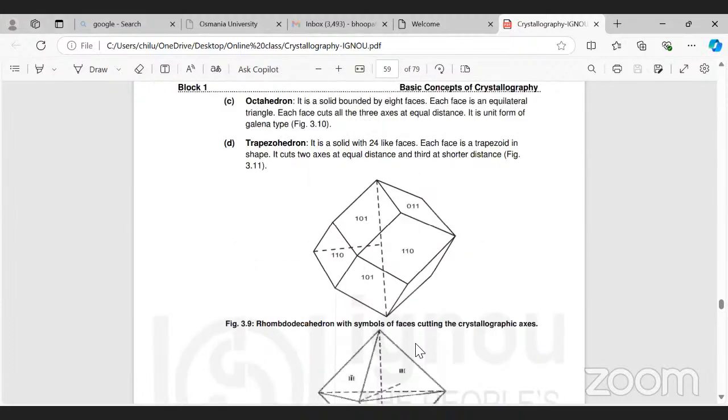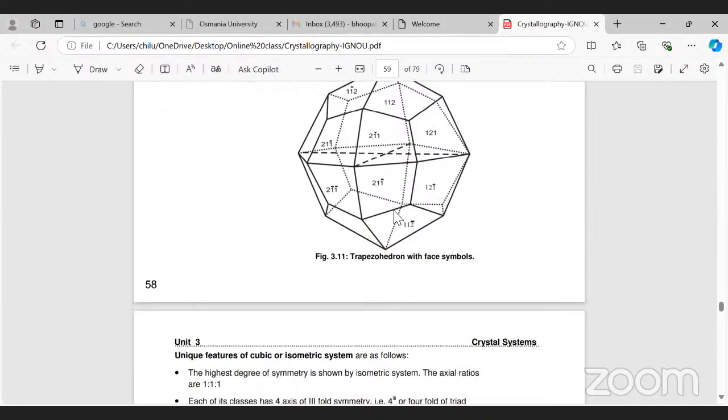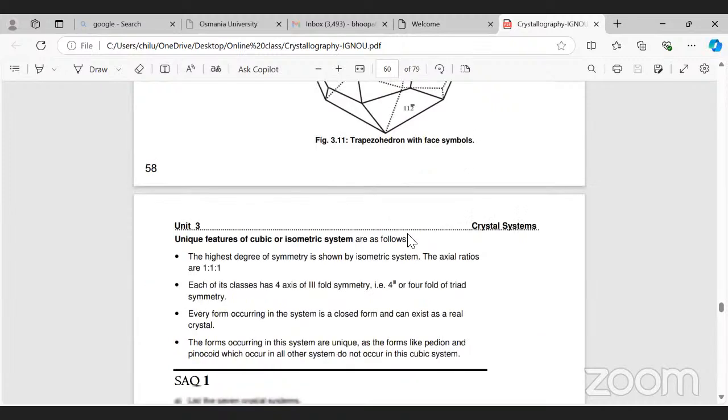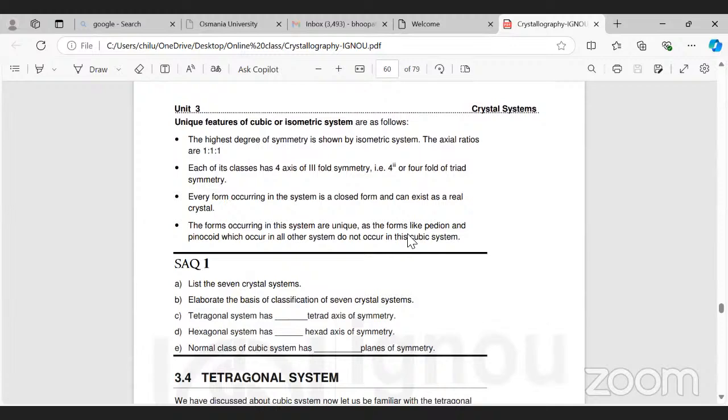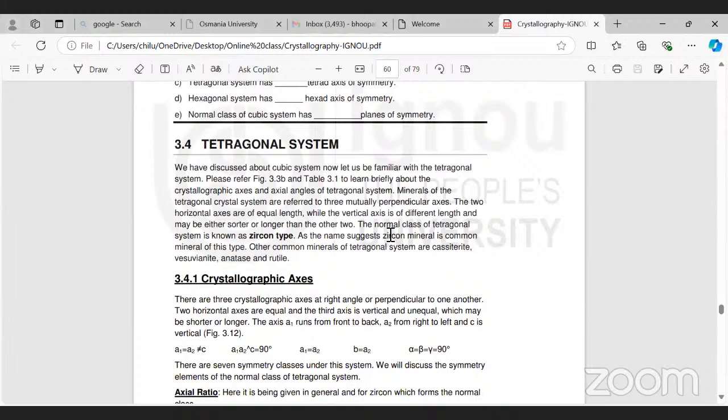Just you see here, it is a rhomboidodecahedron. It has 12 faces. And octahedron, octa means eight faces. And the trapezohedron has 24 faces: from the front side it has 12, and the back side it has 12. So this is the classification of the cubic system and the tetragonal system.